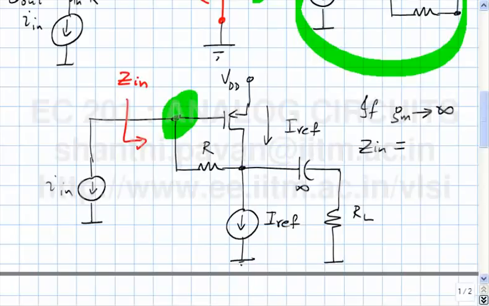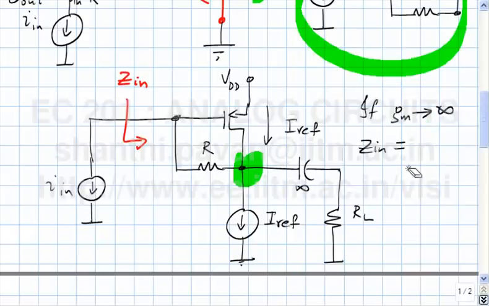Because the negative feedback loop senses the difference. The incremental voltage at this node is nothing but the incremental output voltage minus I_in times R, and if gm tends to infinity, even a small difference between V_out and I_in R will cause the transistor to kick current into this node here. So the incremental potential here is always 0 regardless of I_in. What does that mean? It means that if gm tends to infinity, the input impedance is 0.